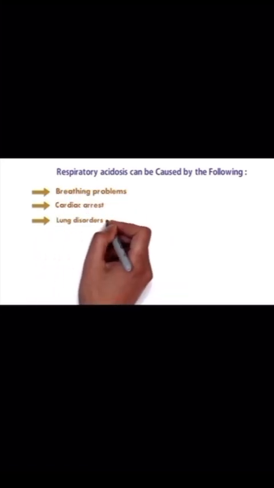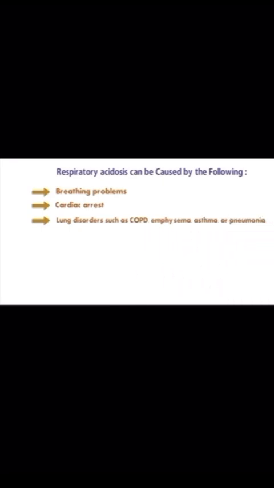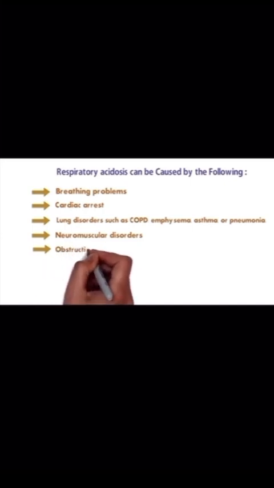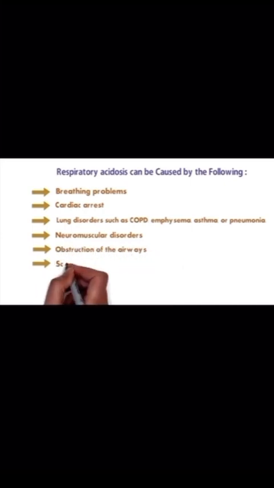Respiratory acidosis can be caused by the following: breathing problems, cardiac arrest, lung disorders such as COPD, emphysema, asthma, or pneumonia, neuromuscular disorders, obstruction of the airways, scoliosis, sedative overdose, and severe obesity.